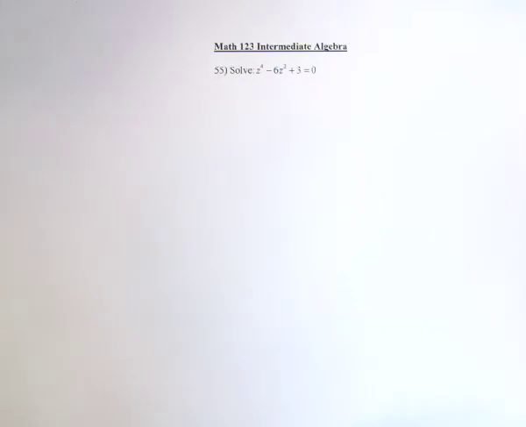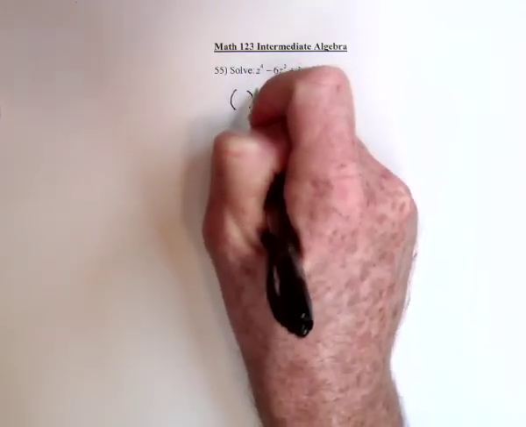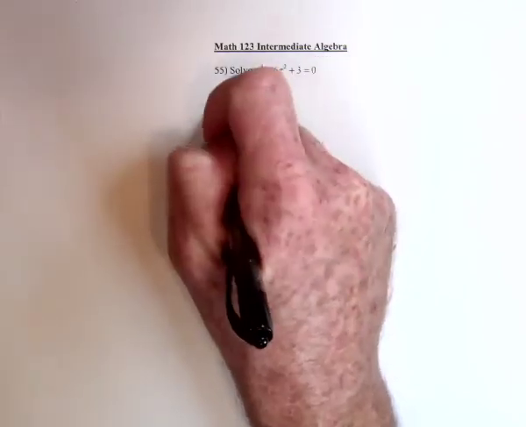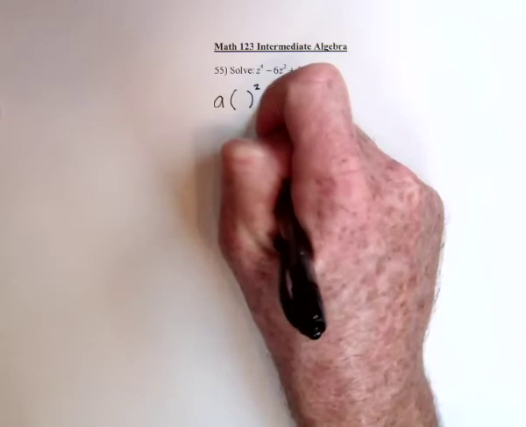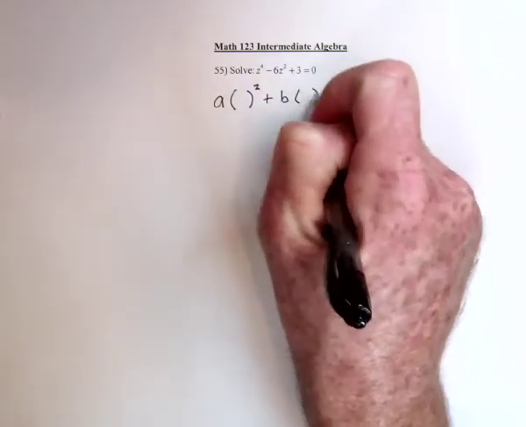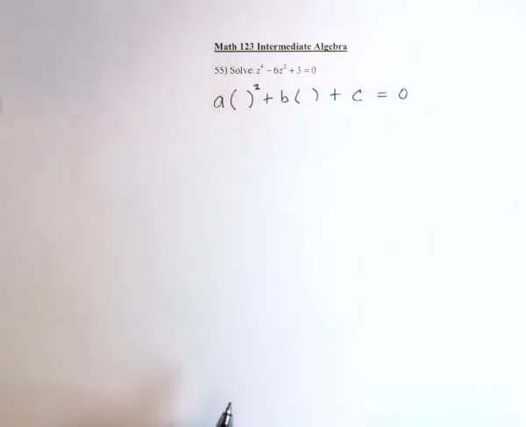So this is what's called quadratic in form. Quadratic means that you've got a squared term, so a and then something squared. Usually we have ax squared plus bx plus c equals 0. But if you have anything that is of this form, then you can also use the quadratic formula.